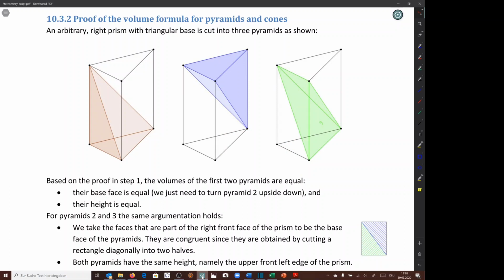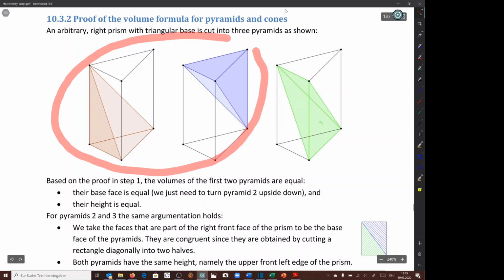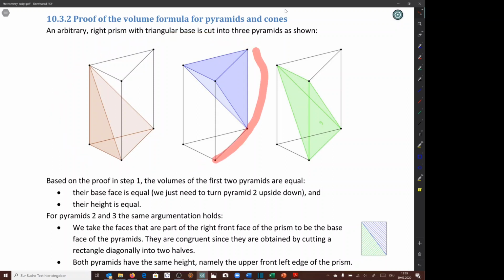Since the 3 pyramids form together the prism, and since they all have the same volume, this means that each pyramid's volume is 1/3 of the prism's volume, so 1/3 times base times H. So let us now show that the first 2 pyramids have the same volume. The first pyramid has this base here and this height. The second pyramid is turned upside down, has this base and this height.